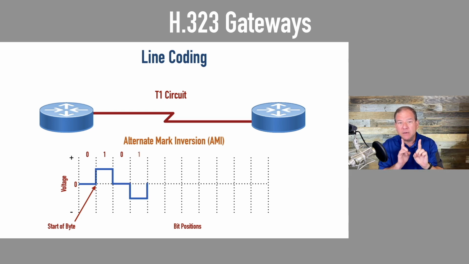No. Here's the catch. We want to send an average of 0 volts on the wire. That's a good electrical characteristic, to have an average of 0 volts on the wire. So we'll send half of the binary ones as a positive voltage, and then we'll alternate those with negative voltages. So they're going to average out.